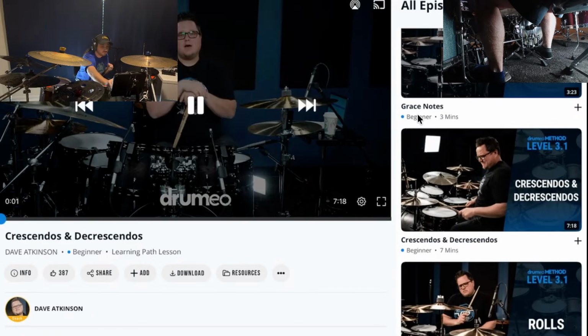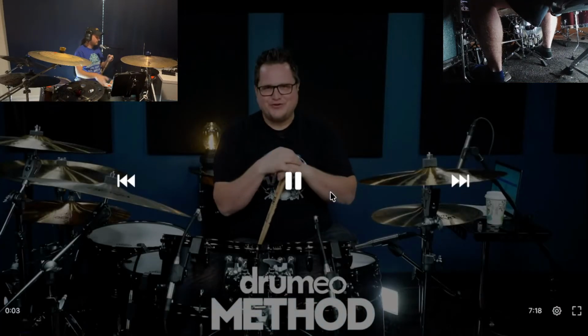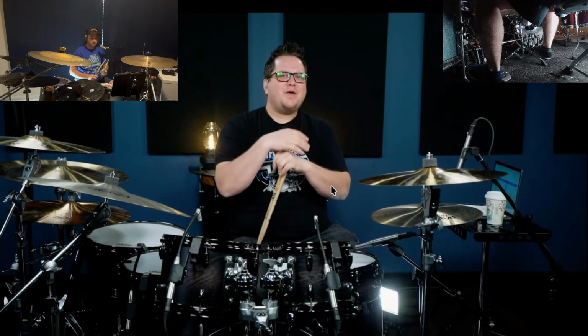So in this lesson, I want to talk about crescendos and decrescendos. Now, these are very common dynamic tools that are used all the time in music. The term crescendo is actually an Italian word, and it stands for increasing, which tells us to gradually increase the volume. Decrescendo is obviously decreasing, which means to decrease the volume gradually. You'll hear crescendos and decrescendos all the time on the drums, through other instruments, through even vocals. It's very common.